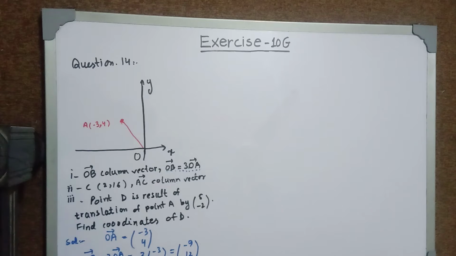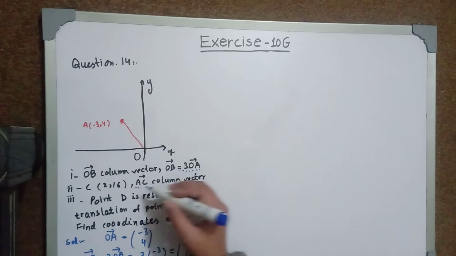Okay. Now part 2 is that there is a point C, and its coordinates are given. Its coordinates are (2, 16), right? And they have asked you to find the AC column vector. We know the coordinates of A, or the column vector A, and we know the coordinates of C, so we can easily find this column vector AC.